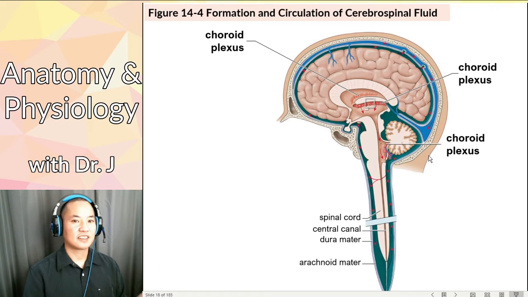So again, you have the brain interstitial fluid being derived from blood, and that interstitial fluid is filtered by these ependymal cells to make cerebrospinal fluid. So this cerebrospinal fluid is going to circulate within the brain, but also around the central nervous system as well.